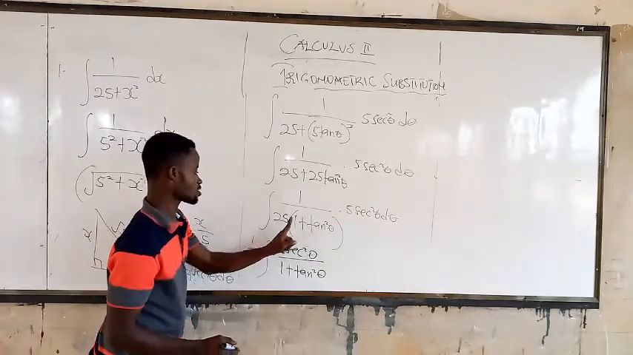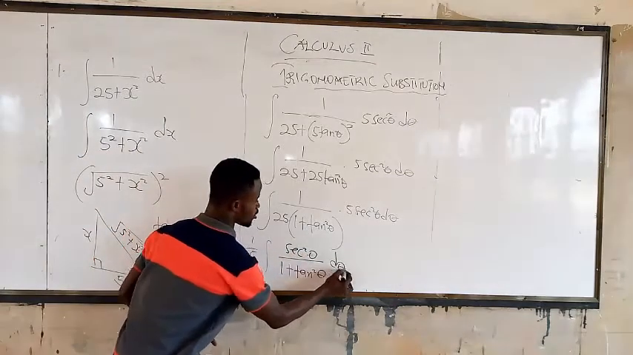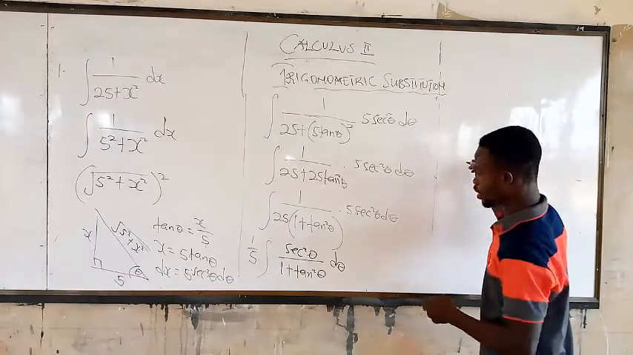The 5 cancels, leaving 1 over 5. So it says, so the theta. Very good. Nice. Hope you can see what you are getting.